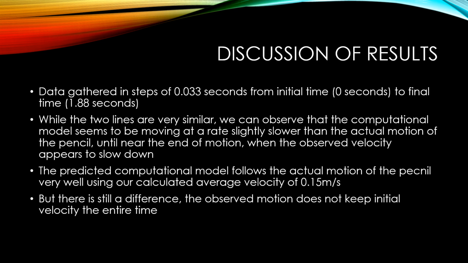Discussion of results. The data gathered was in steps of 0.033 seconds from the initial time to final time. While the two lines are very similar, we can observe that the computational model seems to be moving at a rate slightly slower than the actual motion of the pencil until near the end of the motion, when the observed velocity appears to slow down when it hits the laptop. The predicted computational model follows the actual motion of the pencil very well using our calculated average velocity of 0.15 meters per second. But there is still a difference. The observed motion does not keep the initial velocity the entire time.